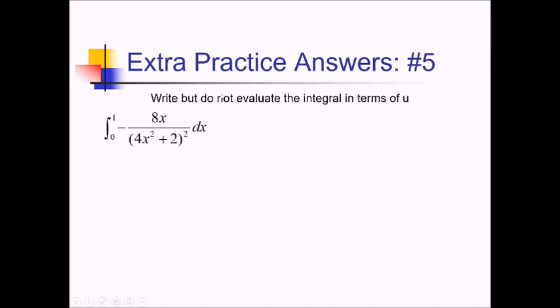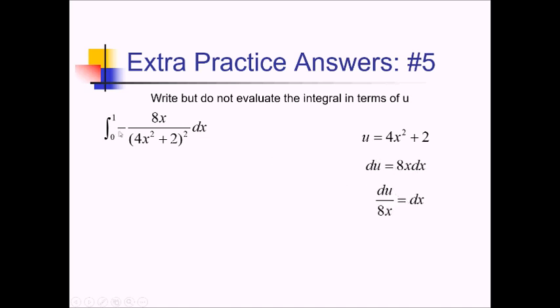For this problem, they want us to write but not evaluate this integral in terms of u. Now this definitely looks like a good candidate for u substitution because I have this inner function of 4x squared plus 2 whose derivative is elsewhere in the problem, something with an x in it. So let me start by letting 4x squared plus 2 be my u. And then I can say du equals 8x dx. And then that means dx is really du over 8x.